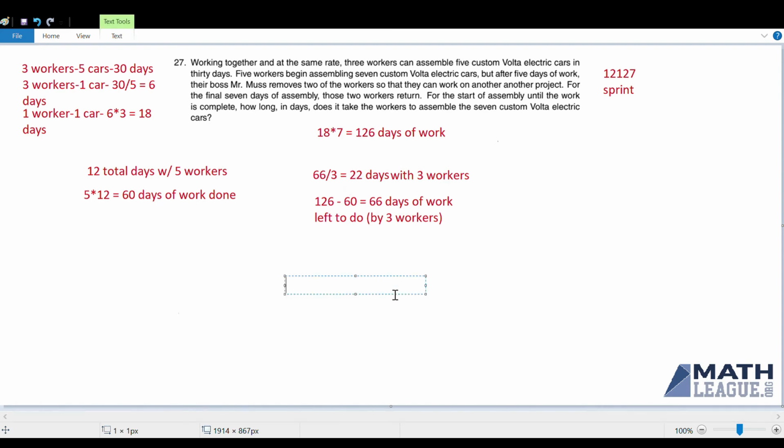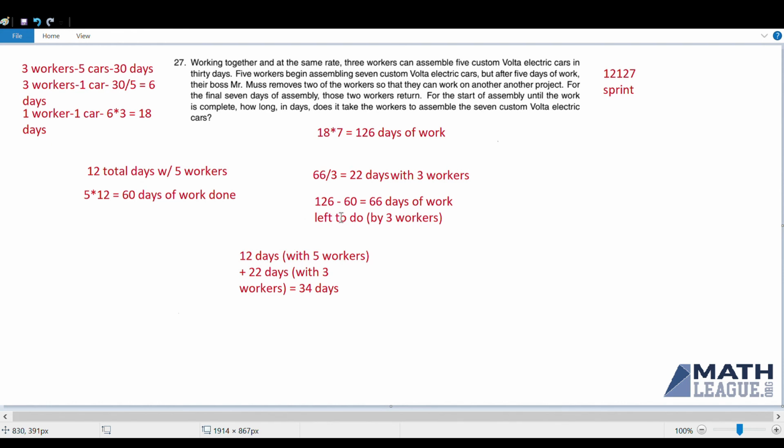So in all, we have 12 days with 5 workers plus 22 days with 3 workers, which gives us a total of 34 days. This is the solution, and we are now done with the problem. There were 12 days done with 5 workers on the assembly line, and 22 days of work done with 3 workers on the assembly line. A total of 34 days were put into the work. That is our solution. We are done.